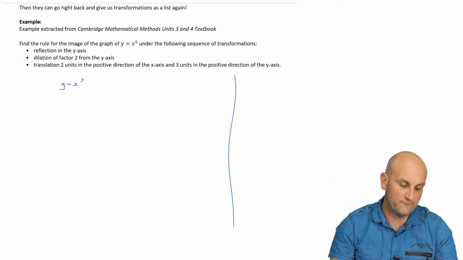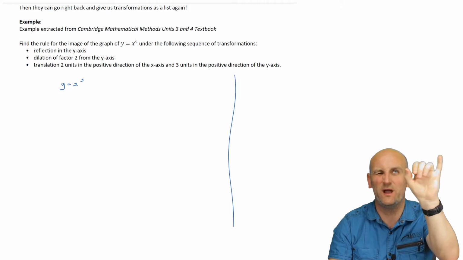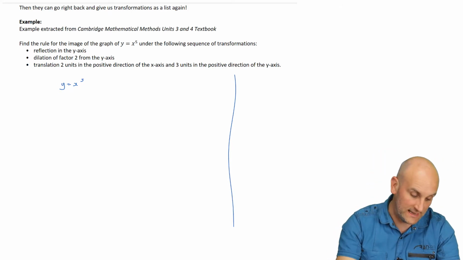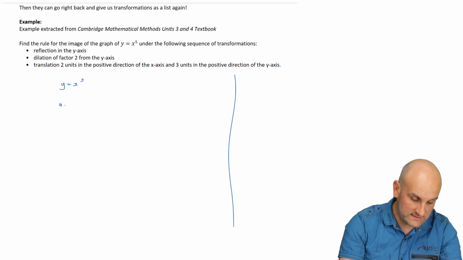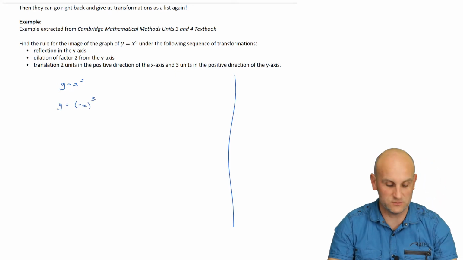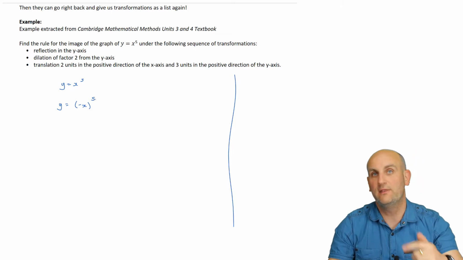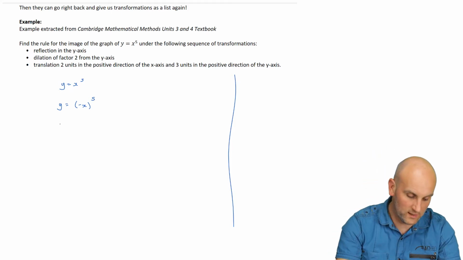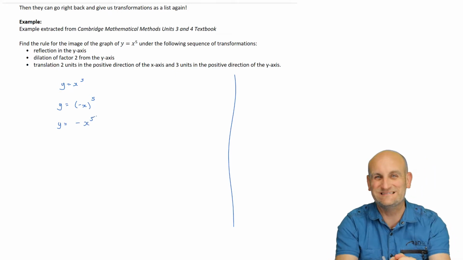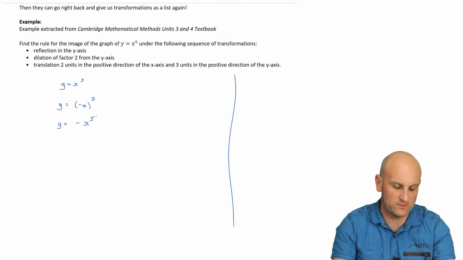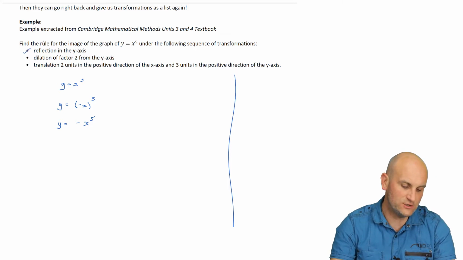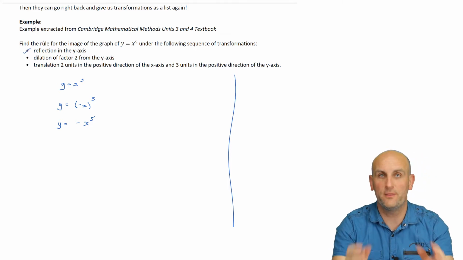So let's try that. Reflection in the y-axis. Reflection in the y-axis means my x values are becoming negative. And so I replace x with minus x, to the power of 5. Thank you very much. We can do that. Now, I can then multiply that out, which gives me y is equal to minus x to the power of 5. And if you don't know why, you need to do your powers. So there's a tick.